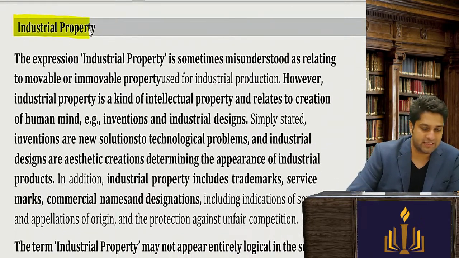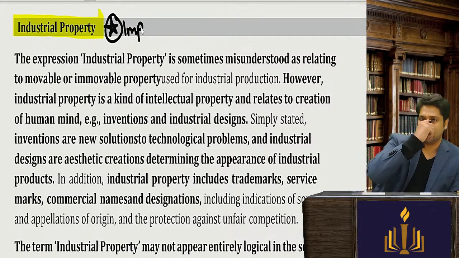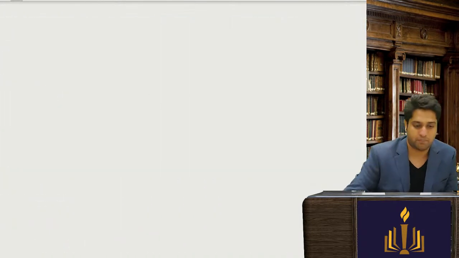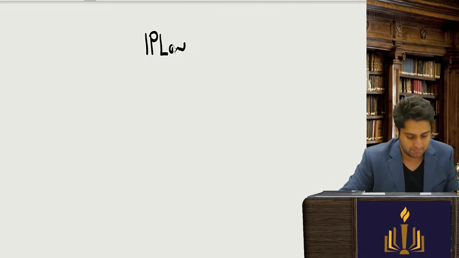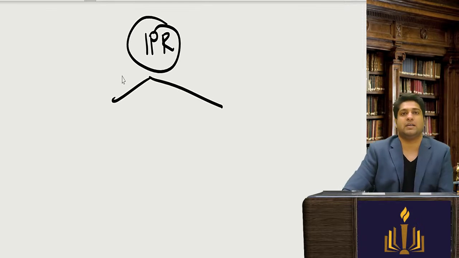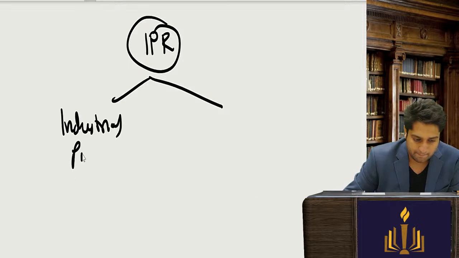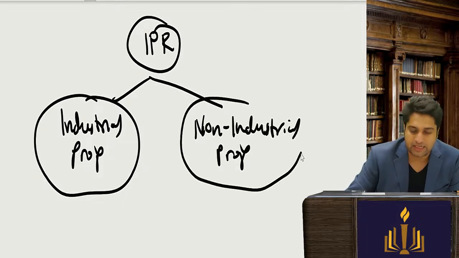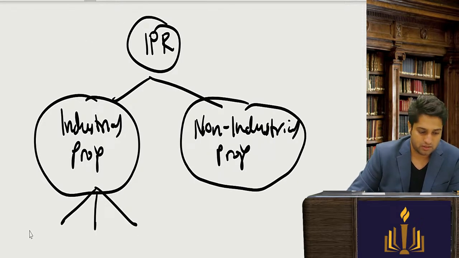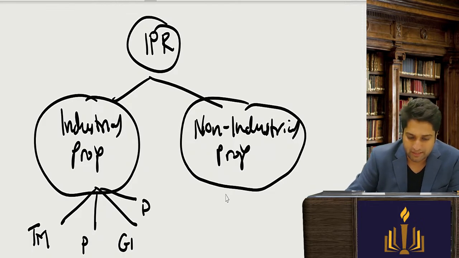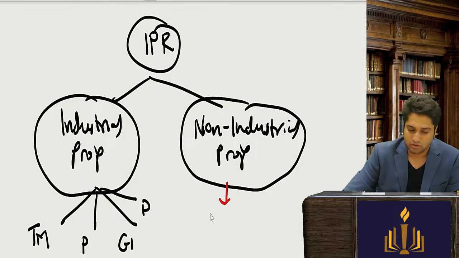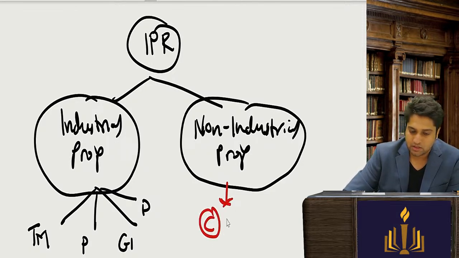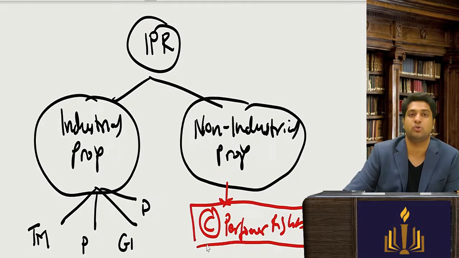Now, very important is industrial property. When I say industrial property, what do I mean? I told you, in intellectual property laws, in IPR, property is divided in 2 categories. One is your industrial property, and the other one is your non-industrial property. Industrial property is nothing but your trademarks, patents, GI and designs. In non-industrial property, you have copyrights, performers' rights, broadcasting, computer programs, everything which is related to copyright.